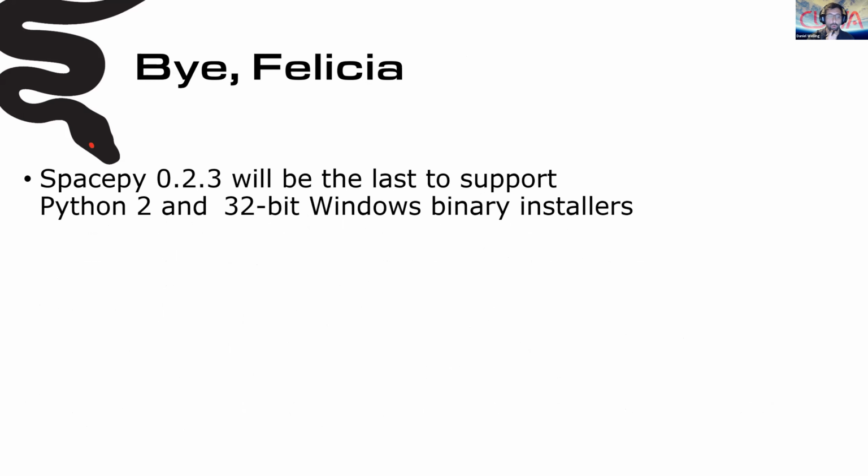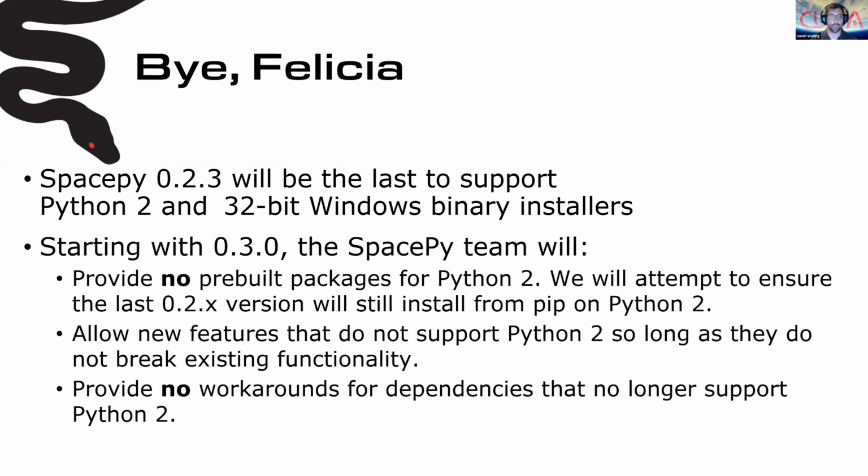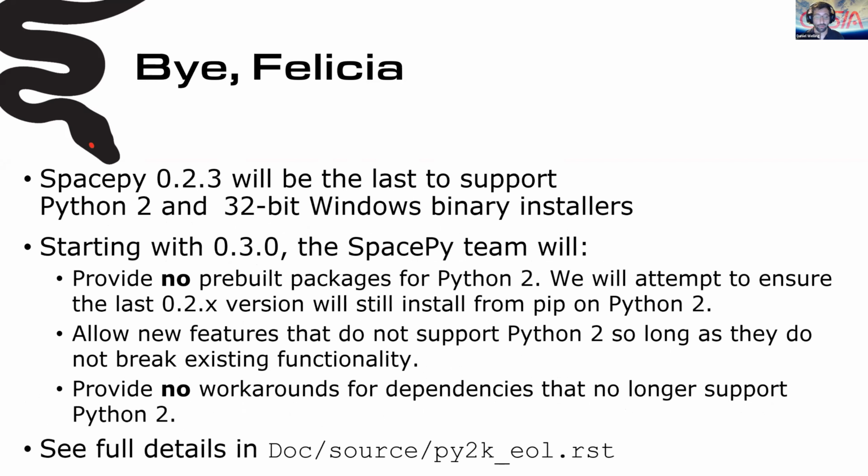0.2.3 is going to be a bit of a goodbye party for some things, namely Python 2 and 32-bit Windows binary installers. And I hope that doesn't affect too many people here, but it's good to pay attention to these things. As we transition out of 0.2 and into 0.3, we're going to be dropping Python 2 support. There's some details here, but if you go to the repository, we have our end-of-life wind down very clearly spelled out in this file in the documentation. So definitely check that out if you're worried about Python 2, but we're going to be winding down on that quite aggressively in the near future.